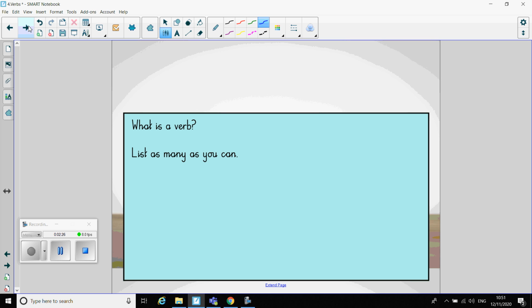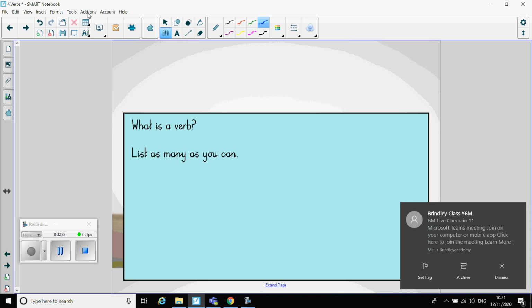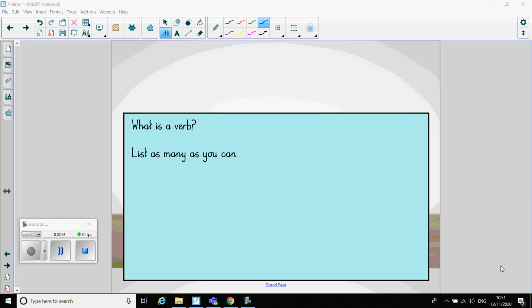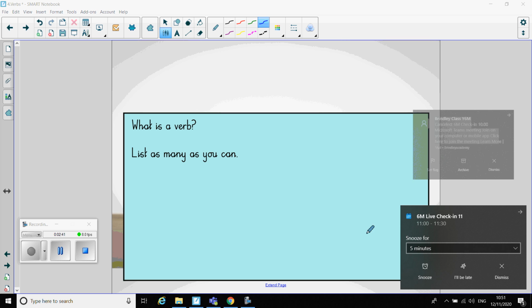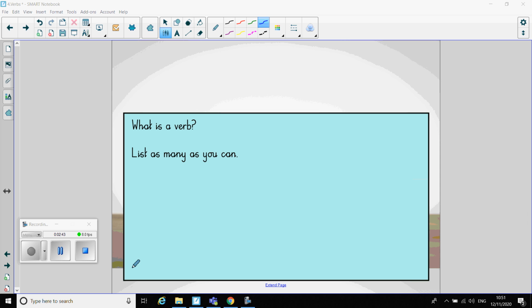Okay, a verb is a doing word. So it shows that somebody is doing something. For example, swim, fly, shout, scream, run. They are all doing words, and that's what a verb is, a doing word.